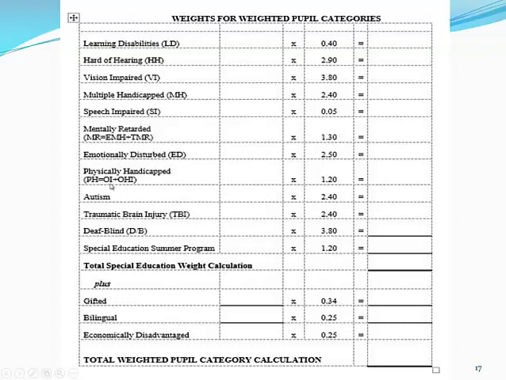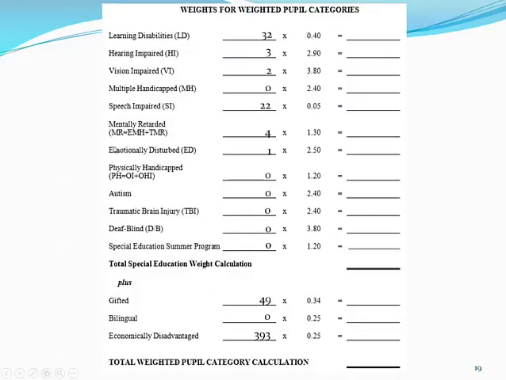Physically handicapped. We used to have OI and OHI. Now we've just combined it for physically handicapped. We used to have EMH and TMR. Now we've combined it simply as MR. And so once we put these numbers in, we just multiply across. And this gives us our pupil categories. And again, we're going to do certain things here. First of all, we're going to add our special education weights together. And we get a special education weight of 37.9.